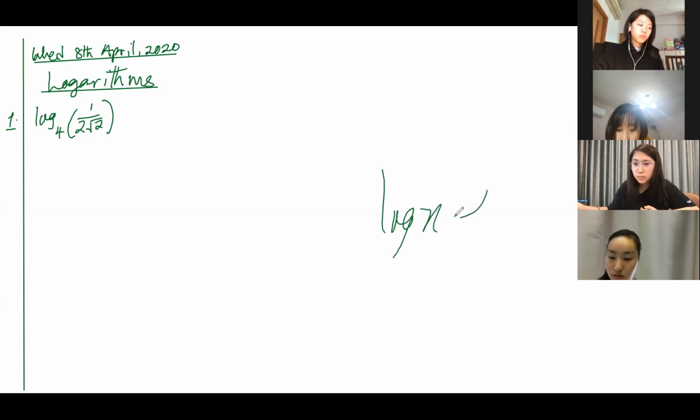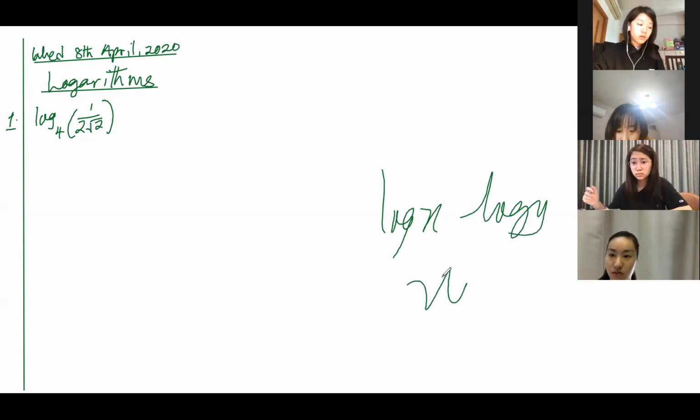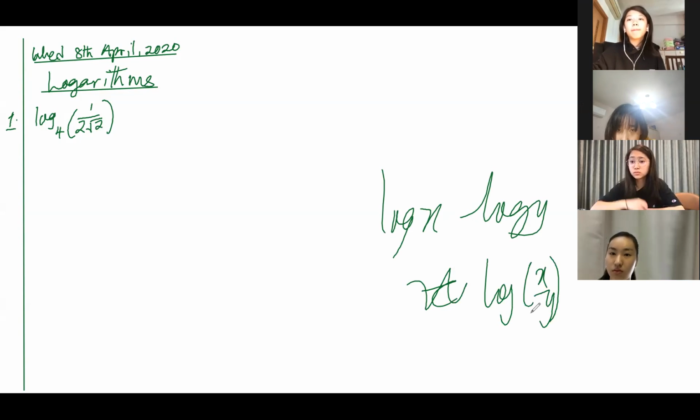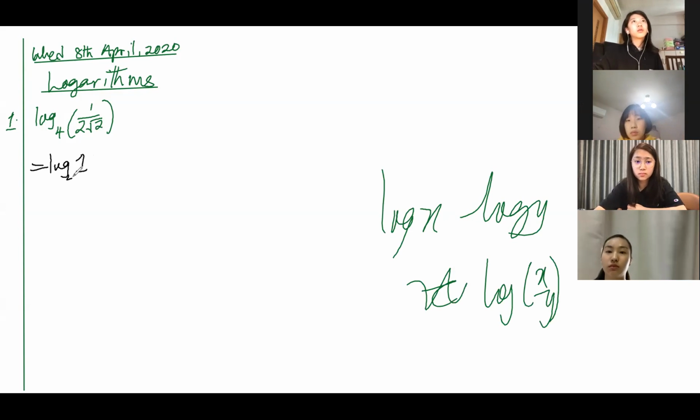So I use the second law to rewrite it as log base 4 bracket 1 minus log base 4 bracket 2 root 2. You use the second law. So that's log x minus log y. Is that what you mean? Log x over y like this? Yeah, this one. Okay, that's one way to look at it. So you did log 1 to base 4 minus log 2√2 to base 4. Is that what you're saying? Yeah. What do you do next?